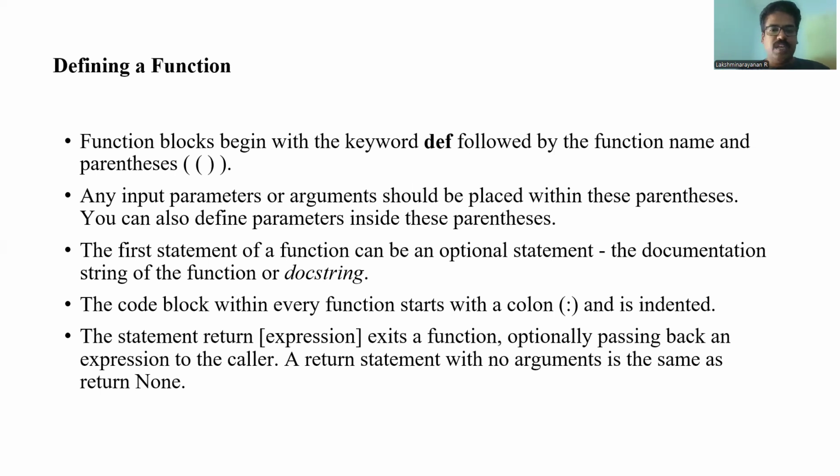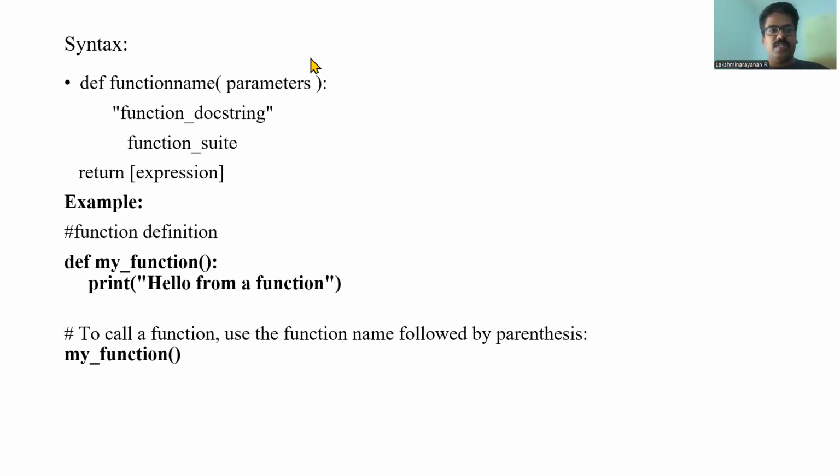The first statement of a function can be an optional statement, and the documentation string of the function is a docstring. When you are writing a statement, we can go with this docstring. When we are using a block of code, we have to use a colon. Then we can use the expression as a statement, where the function passes back an expression. So this is the syntax for defining a function.